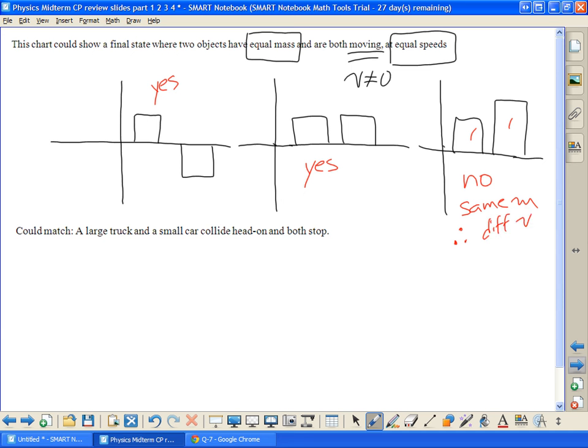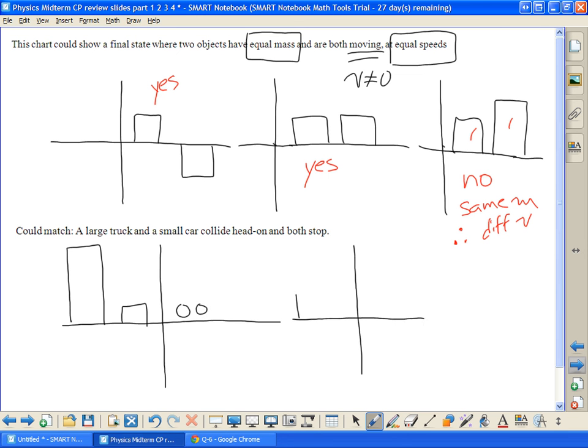Okay, could match. A large truck and a small car collide head-on and both stop. Large truck, small car, stop, stop.